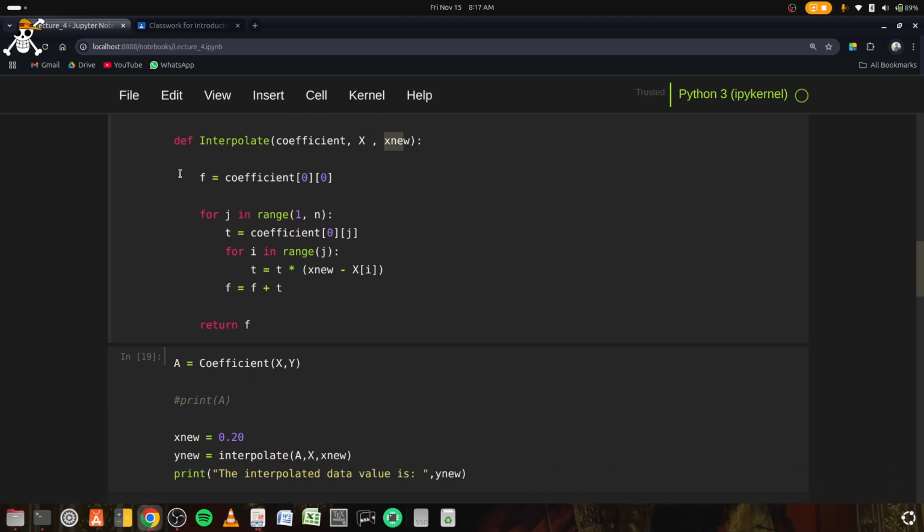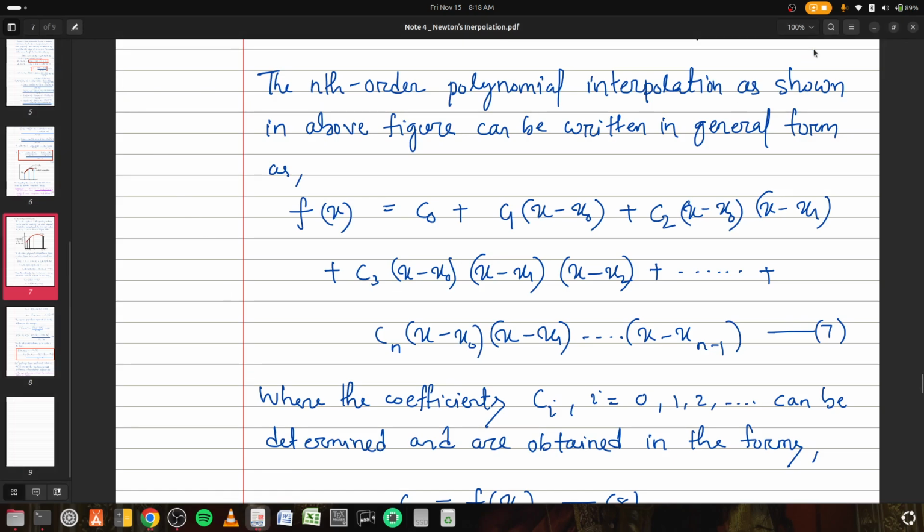So let's define the first term as coefficient equal to f of 0, 0. Then for j in the range 1 to n, and t is the coefficient. So what is this t? T is these things.